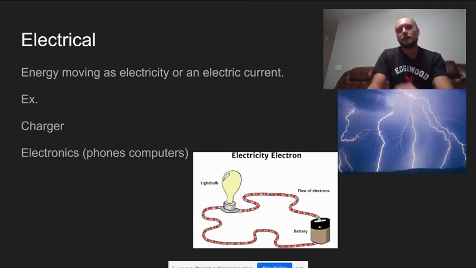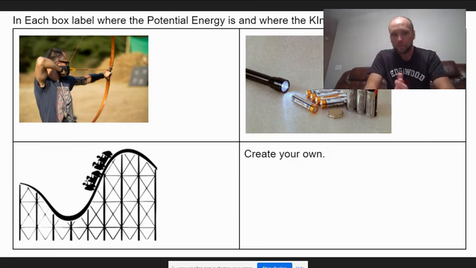Okay, once you have your table filled in, you should have this part here at the bottom. So let's kind of wrap up a little bit with some potential and kinetic energy. And I apologize for some of the typing here. I guess this didn't get fixed by spell check for some reason. So what you're going to do is in each box, you're going to label where the potential energy is and where the kinetic energy is or will be.